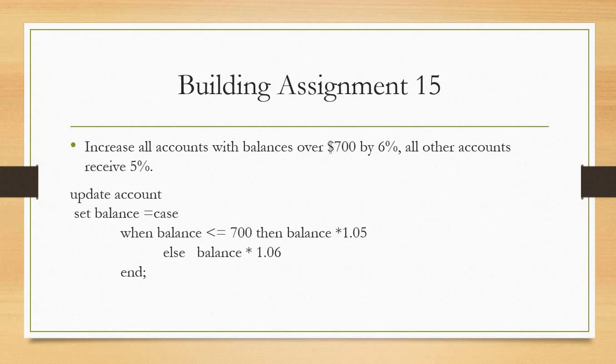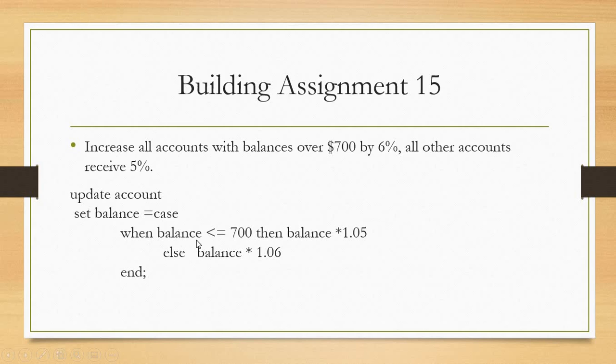So here we build assignment 15. You're asked to increase all accounts with balances over $700 by 6%, and all other accounts receive an increase of 5%. So we update account. We assume our information is all within the account. We set our balance to case. That is our current case, our situation.